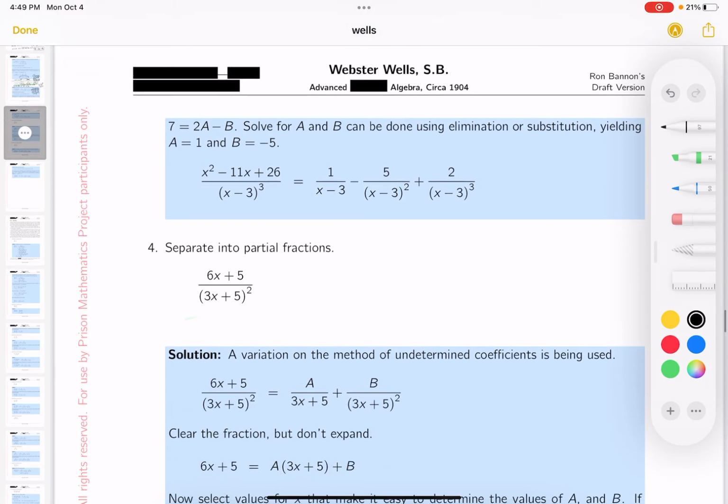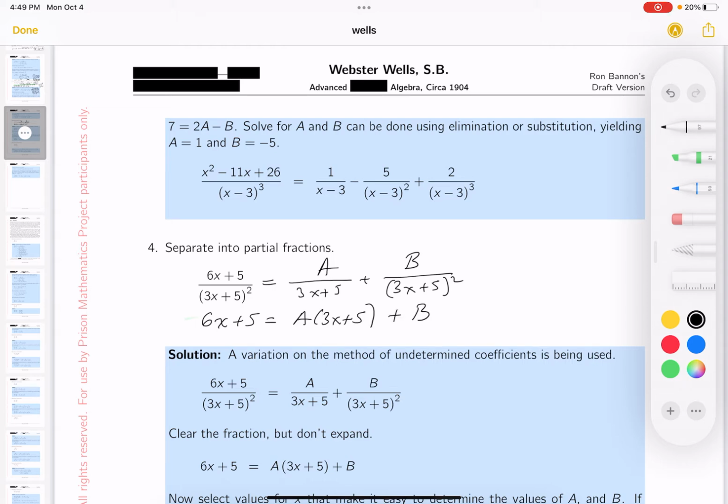All right, this one over here, let's do it. Again, I think it's going to be doable. It would be awful if it wasn't doable. So let's take a look. I'm going to put equals a over 3x plus 5 plus b over 3x plus 5 quantity squared. Again, I don't know the tops. I'm going to multiply both sides by the LCD. You get 6x plus 5 equals a times 3x plus 5 plus b.